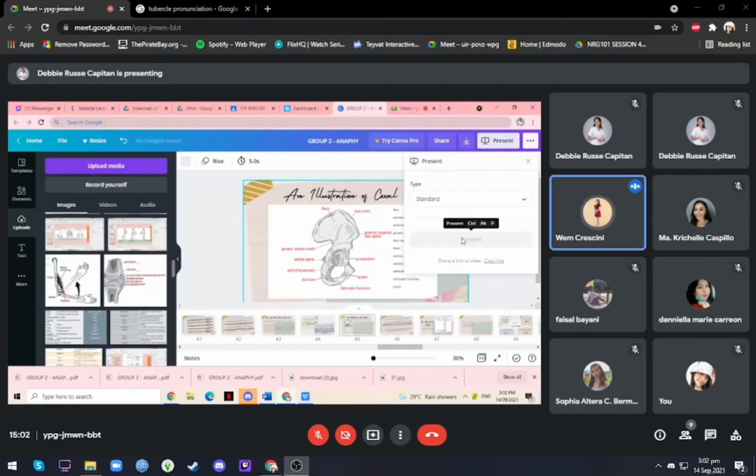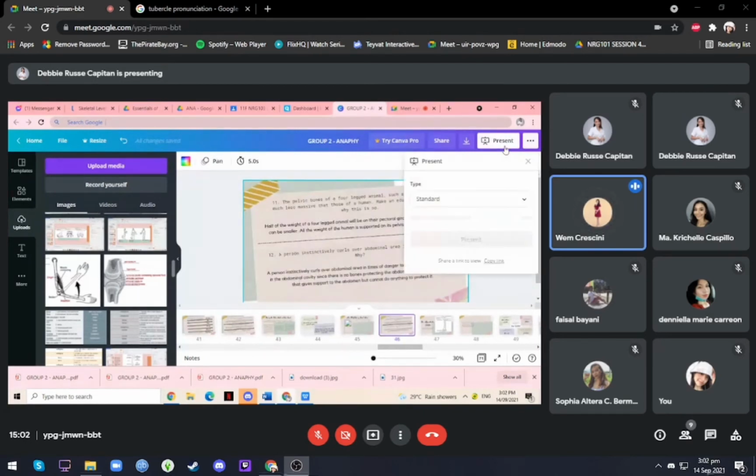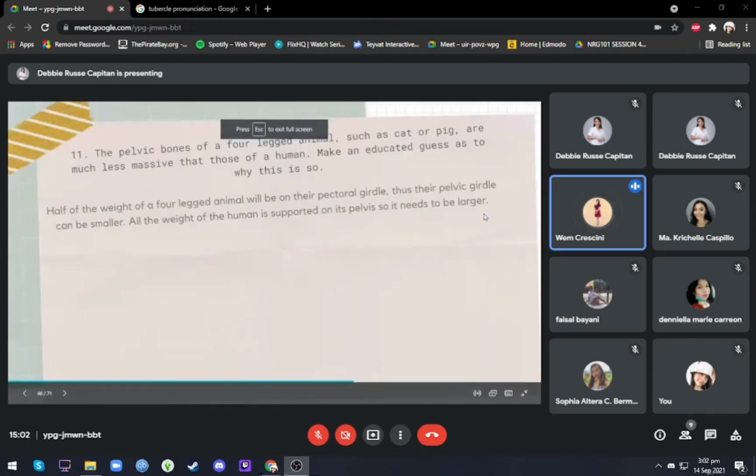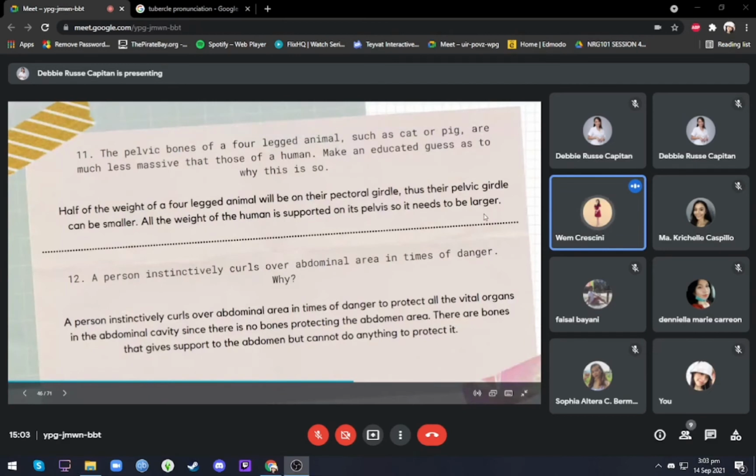Next, our last slide. The pelvic bones of a four-legged animal, such as a cat or pig, are much less massive than those of humans. Make an educated guess as to why this is so. So half of the weight of a four-legged animal will be on their pectoral girdle. Thus, their pelvic girdle can be smaller. All the weight of a human is supported on its pelvis, so it needs to be larger.